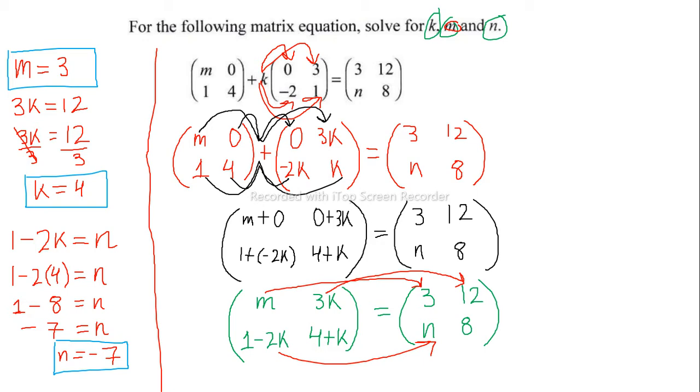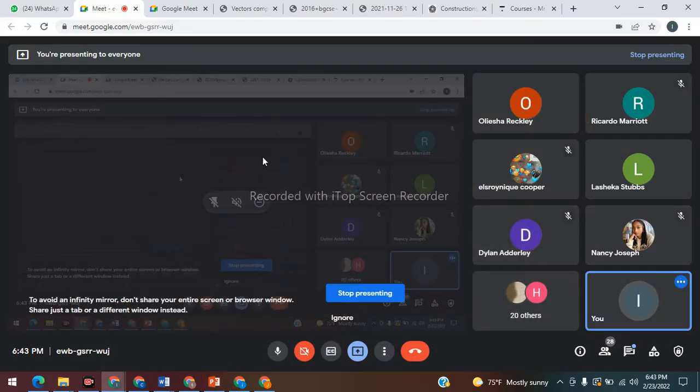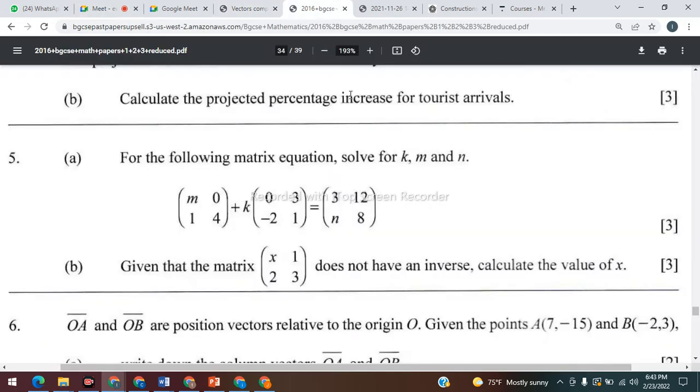That was the only part of this question. There's another part, but we're going to go back to familiar again. I don't want to overwhelm us, right? Just take it one step at a time.